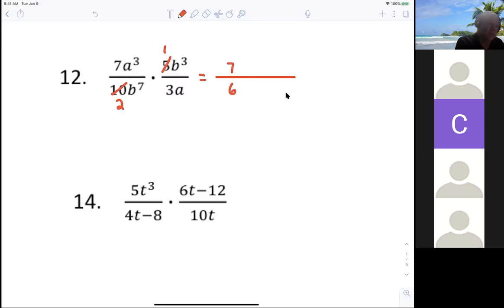Okay. Now again, we're looking at the a's. 3 a's on top, 1 a on the bottom. That leaves me a squared on the top. Now I have 3 b's, 7 b's. That leaves me with 4 b's on the bottom. Anybody have any questions? No one. Everybody's good.